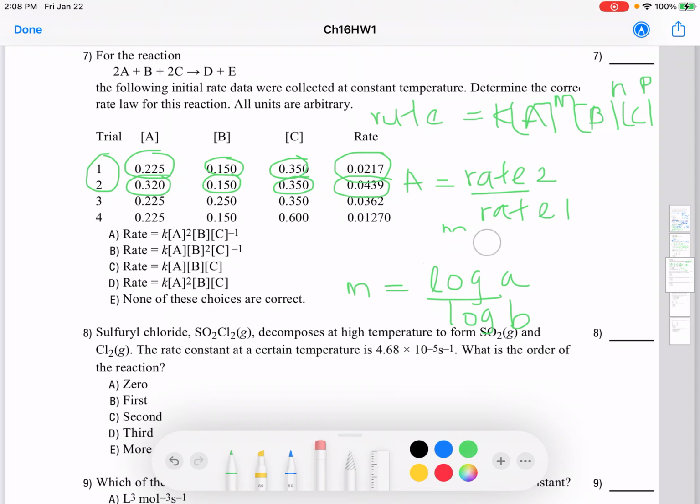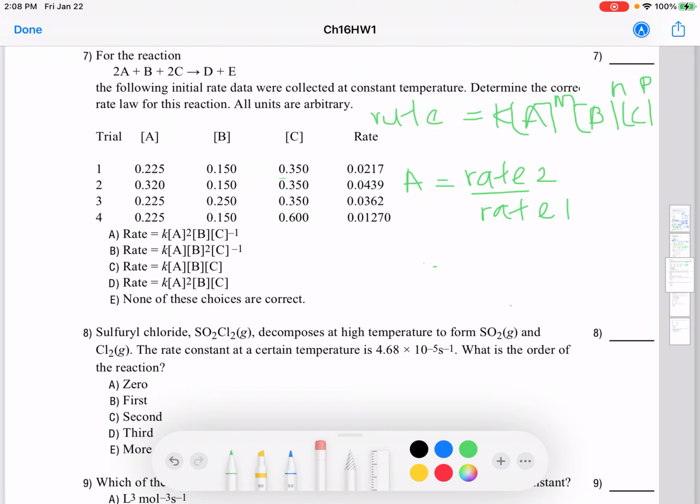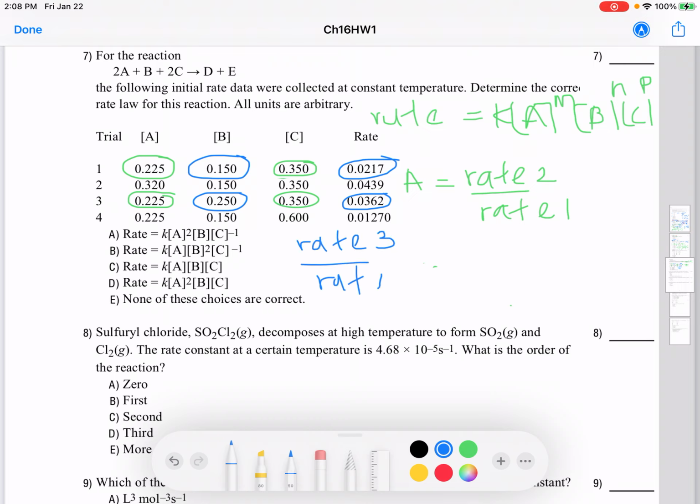Now what about B? What two experiments can we use to find the order of B? Maybe you can use 1 and 3. You see, the concentration of A is constant, C is constant, but for B we have 0.150 and 0.250. So you can use these two rate data, the blue ones, and do rate 3 over rate 1 to find out the order with respect to B.